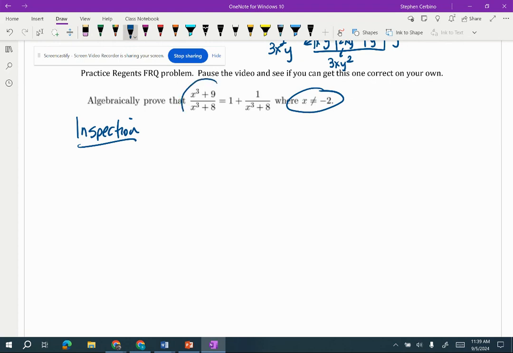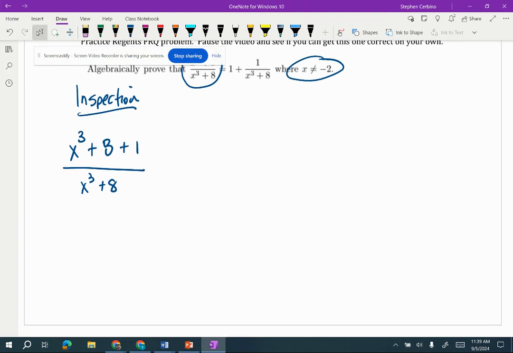So if I look at this left-hand side, the numerator looks to be bigger than the denominator because 9 and 8 are different. So I'm going to rewrite the numerator so that I can possibly reduce this. So I'm going to say x cubed plus 8 plus 1 all over x cubed plus 8. Now, why am I doing that? Well, because this denominator is being shared between all of the parts in the numerator, I can actually rewrite this in 2 pieces or 2 fractions.